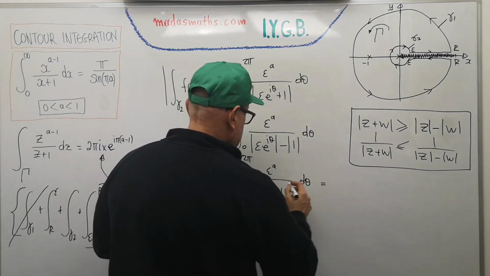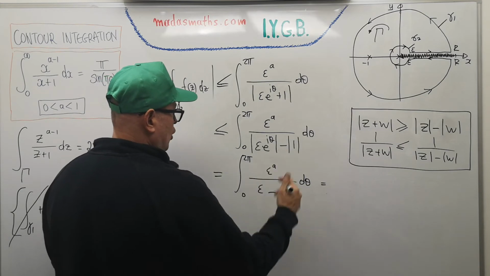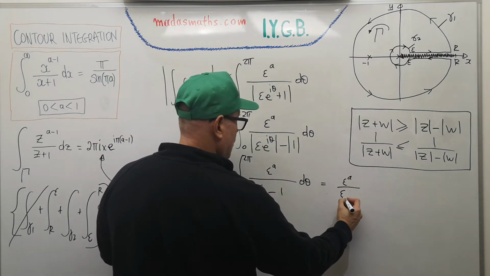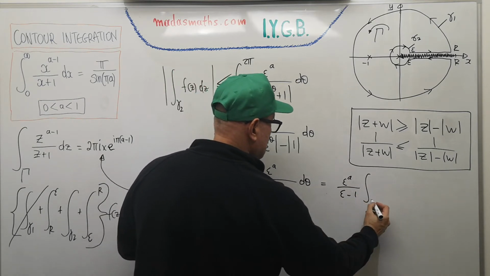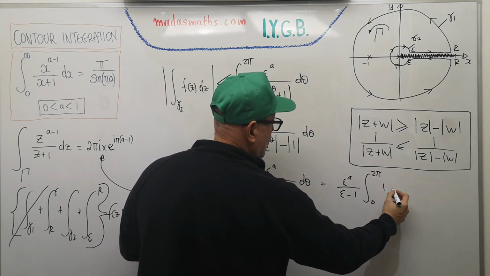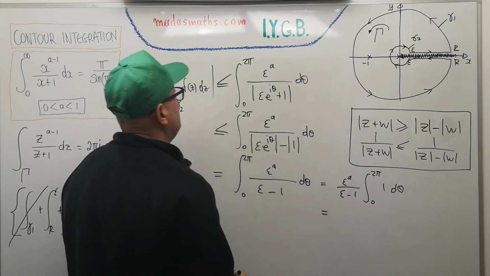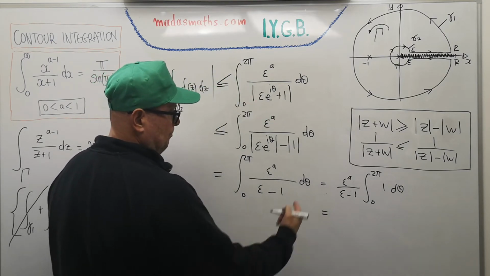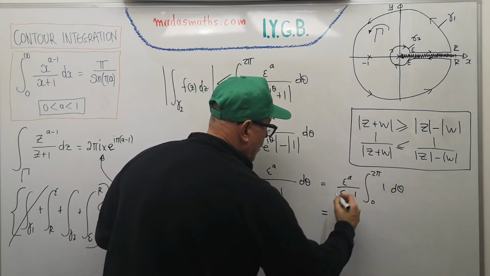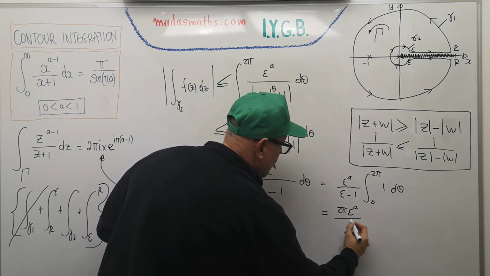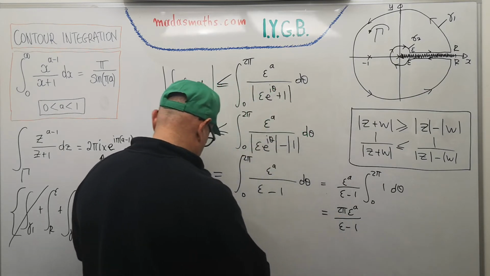And this again is independent of theta, it's just a constant. So pull it outside: epsilon to the A over epsilon minus 1, integral 0 to 2 pi, 1 d theta. And I think I might be able to squeeze it there rather than rubbing out at this stage. So this is a 2 pi, so we've got 2 pi epsilon to the A over epsilon minus 1.